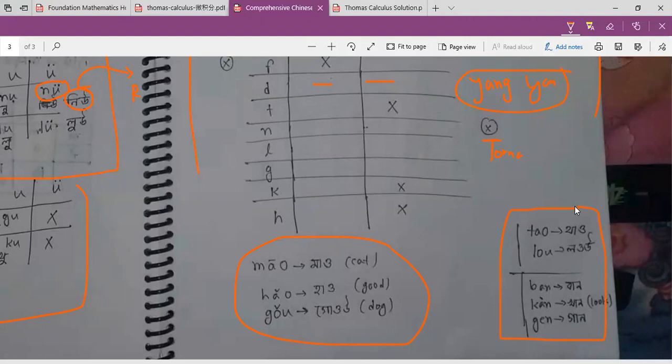So this is Tao and Lo. I'm confused about that because there is no tone. I think this will be Tao and Lo, and this will be Ban, because I just wrote it in Bangla. Okay, so Ban, Khan, Gan, Nikan. Yeah, I see.